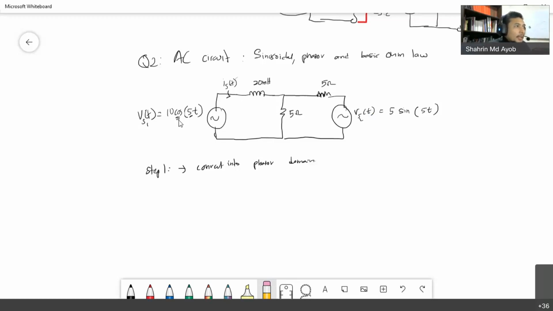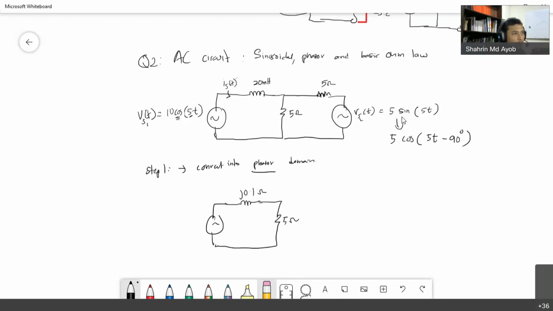But in Sadiku, in all the exercises and examples, he converts into a cos function, so we just follow. So this is cos and this is sine. For simplicity, we convert the sine into cos. Before you convert into the phasor domain, you need to convert this into a cos function. So this one will become 5 cos of 5t minus 90 degrees. And after that, your phasor domain equivalent, this one still remains 0.1 ohm.